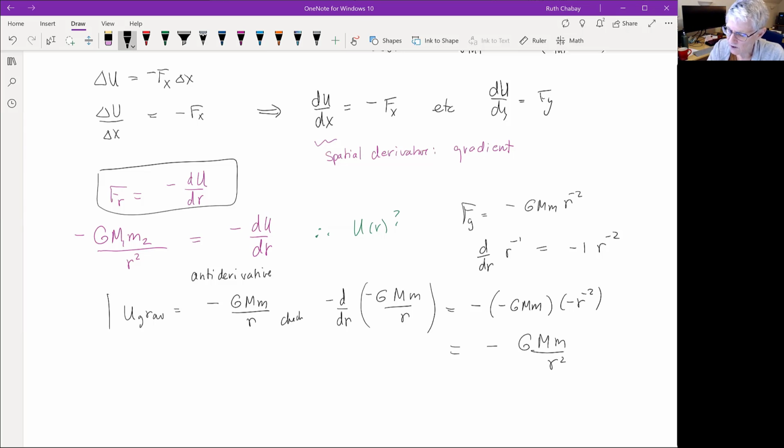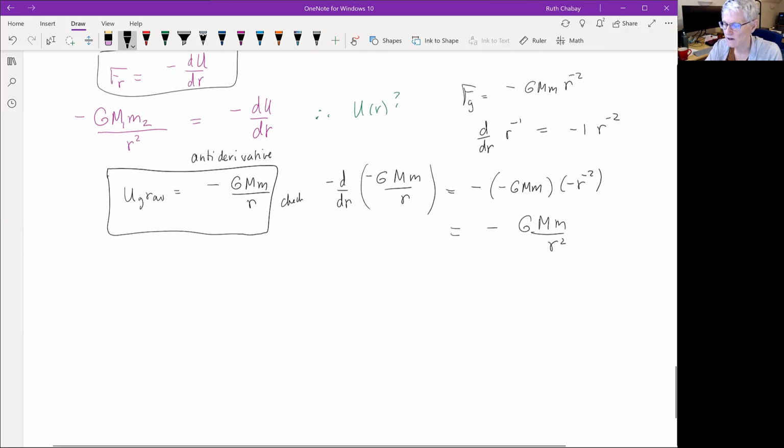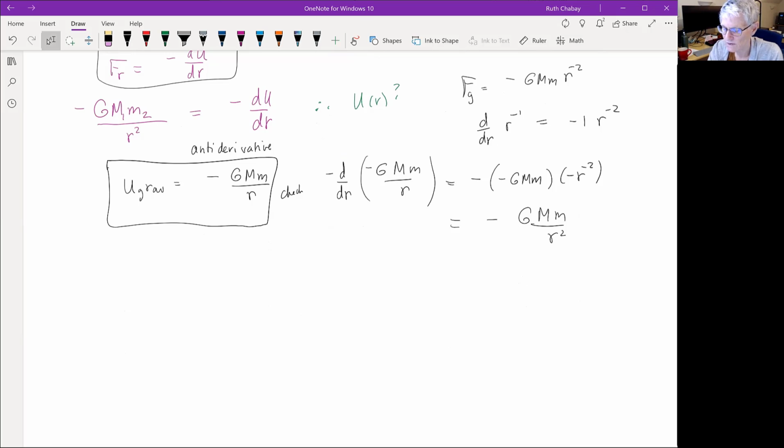So we've got an expression for gravitational potential energy as a function of separation. So really it's U gravitational as a function of R. Now notice that that's a negative quantity. So G is positive, M is positive, M is positive, R is positive, separation. So this is less than 0. That's okay. It's fine for it to be negative.